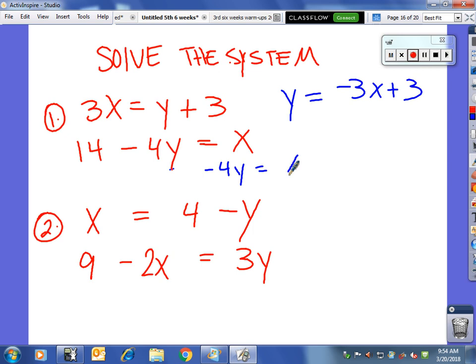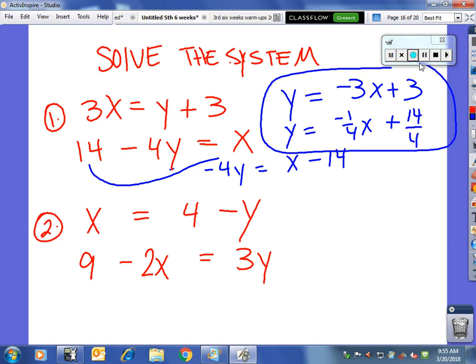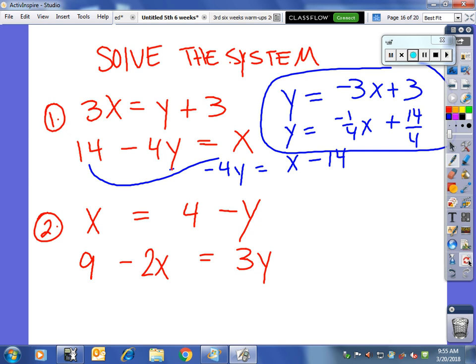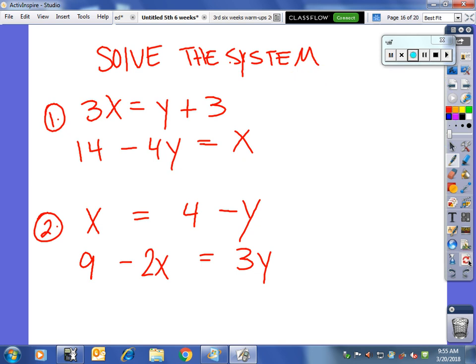Negative 4y equals x minus 14. Do you see what I did there? I moved the 14 over. Then divide everything by negative 4. Y equals negative 1/4 x plus 14 over 4. And then you can do it in the calculator, see where they intersect. That would work. Now that's not as easy to do when we do word problems, which is what we're doing today. So I do want to make sure you've got your other skills in your toolbox as well.